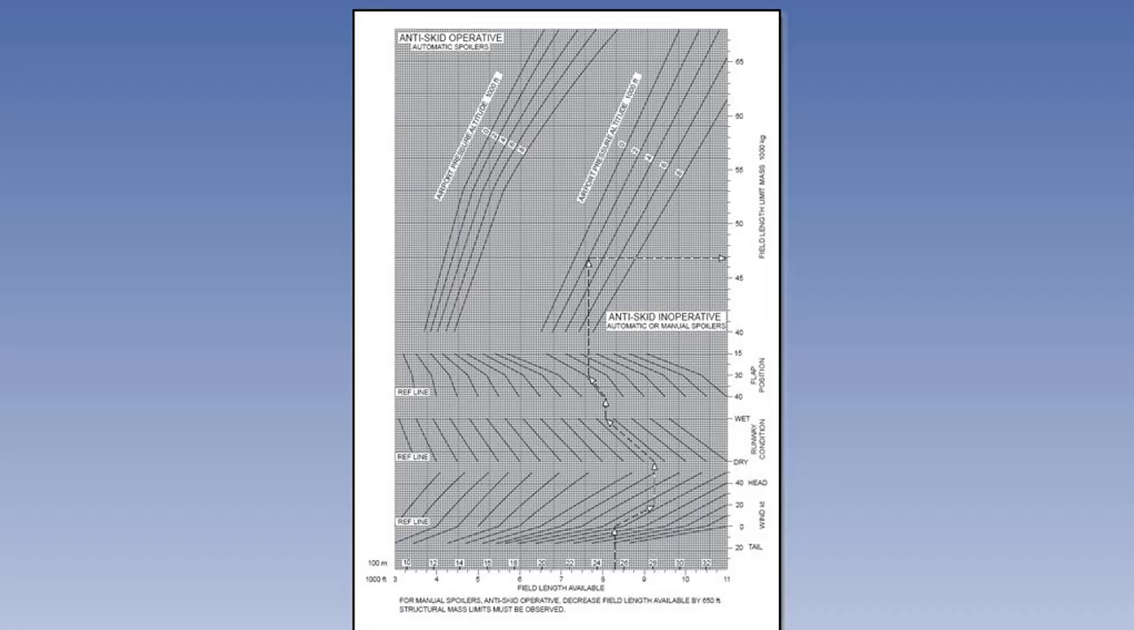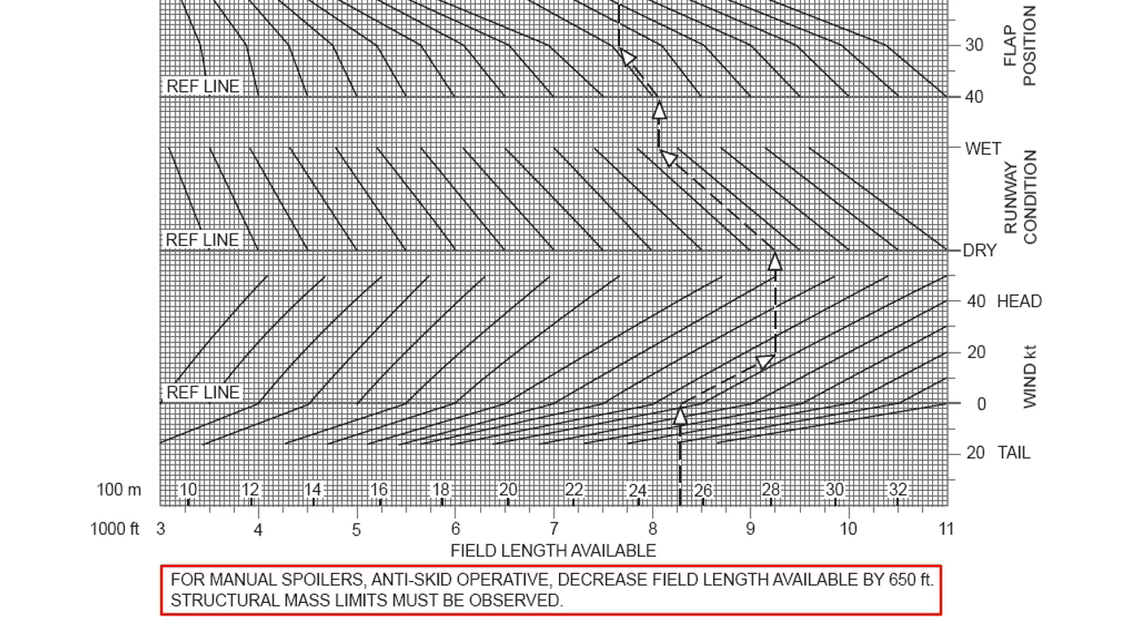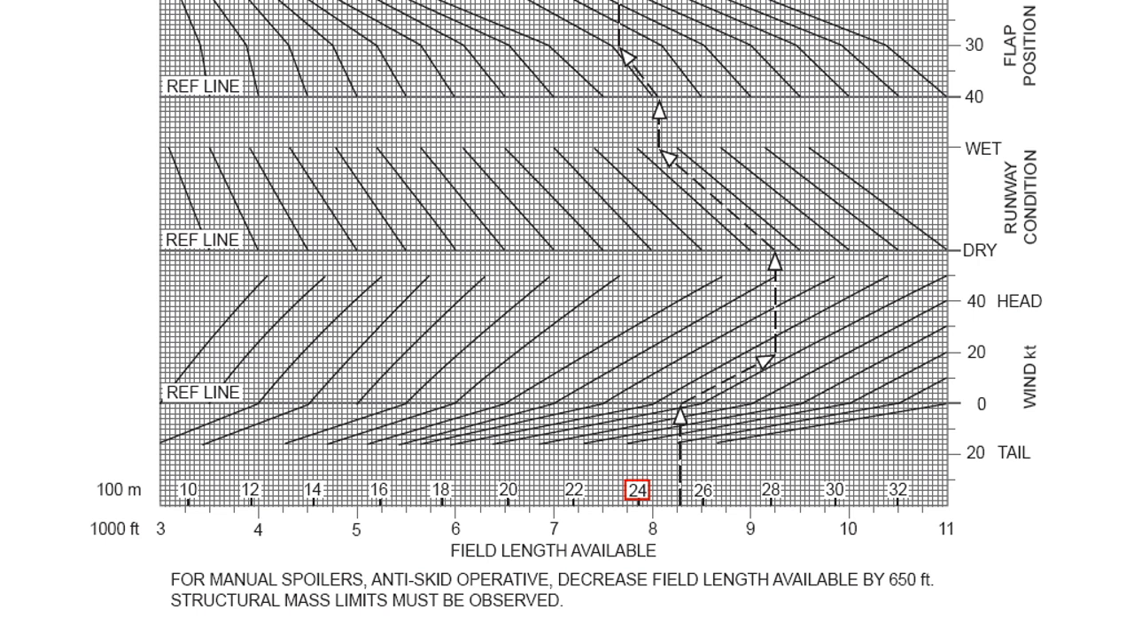Before we finish this lesson, let us work through the landing graph in CAP 698, which is on page 46 of section 4. As with all graphs, before you use them, look around the graph for any associated conditions or assumptions and identify any correction information. In this case, there is a correction for manual spoilers since the graph assumes auto spoiler deployment. To start our example, let us assume the landing distance available of 2,400 meters.